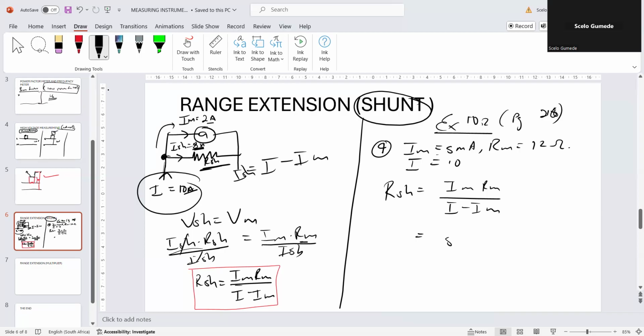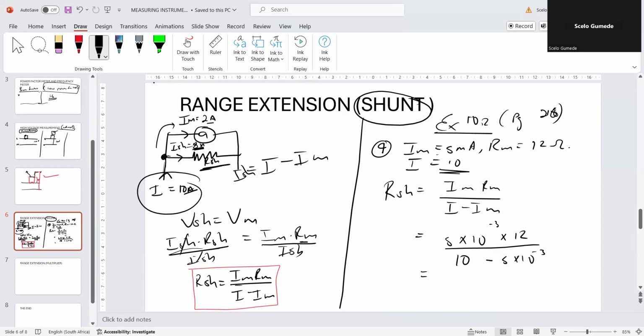IM full-scale deflection is 5 times 10 to the power minus 3 times, how much is RM? 12, not 6, minus 3. I'm thinking about the calculator. That's why I'm making these errors. Divided by I, the total current I'm trying to measure, minus the IM of 5 times 10 to the power minus 3.